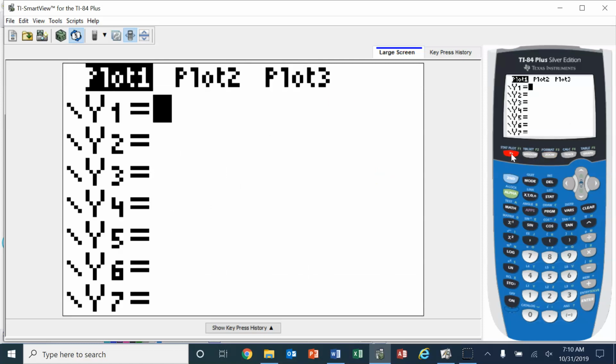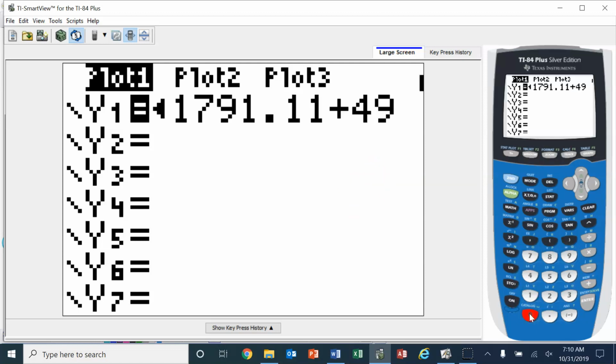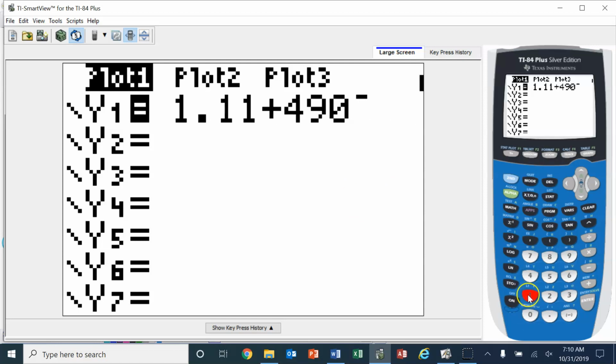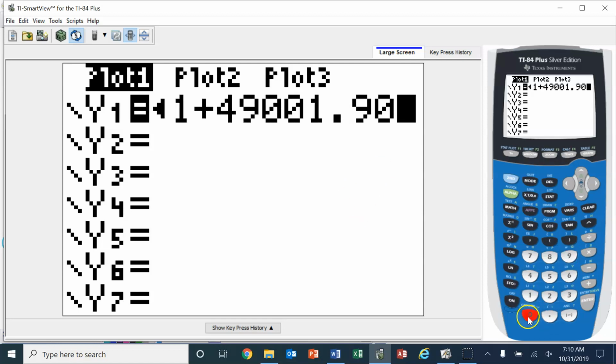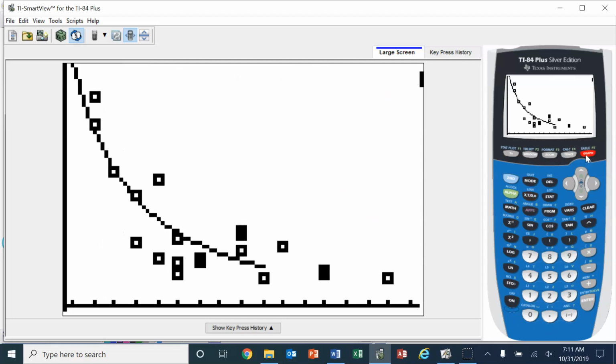Now we're going to type this equation in. So we're going to type in negative 1791.11 plus 49,001.90 divided by x. Graph. Oh, that looks so much nicer. Notice how the dots are pretty much throughout the whole line. That looks way better. This might be the winner, folks. This might be the winner.